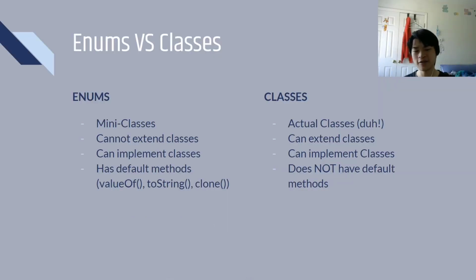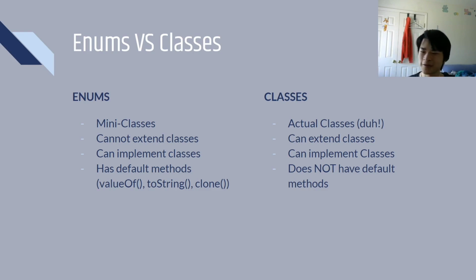Last but not least, here is a little chart that tells us the difference between enumerators and classes, because they look kind of similar. Well, enumerators can kind of be classified as mini classes, but they can't extend classes like normal classes can. However, they can actually implement interfaces, which is very interesting. And enums also have default methods, so valueOf, toString, and clone. Another point that I haven't added onto the slides here is that enums can actually have their own methods, so you can return an enum from a method.